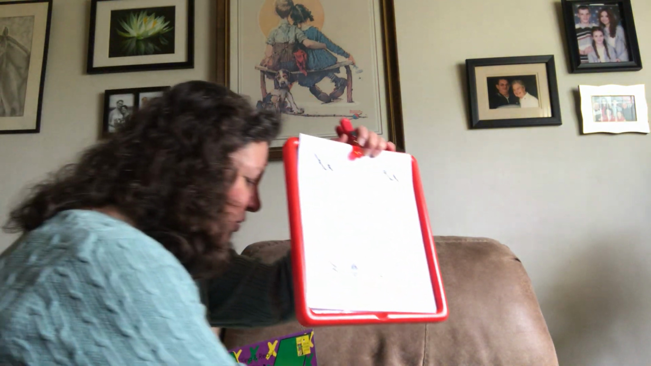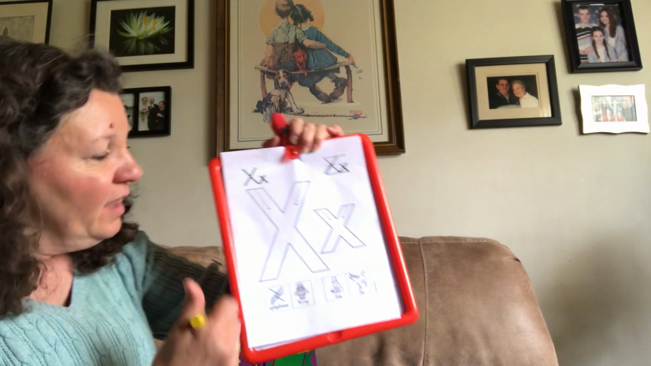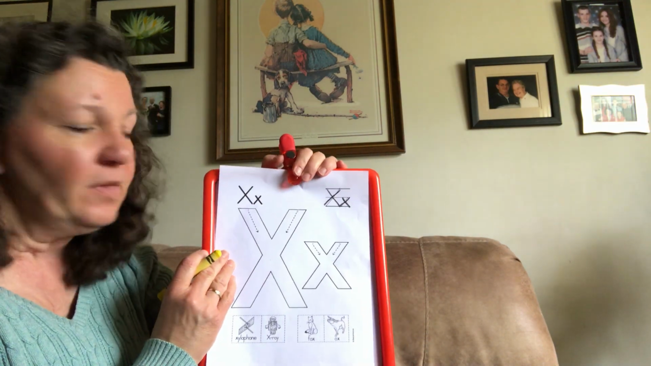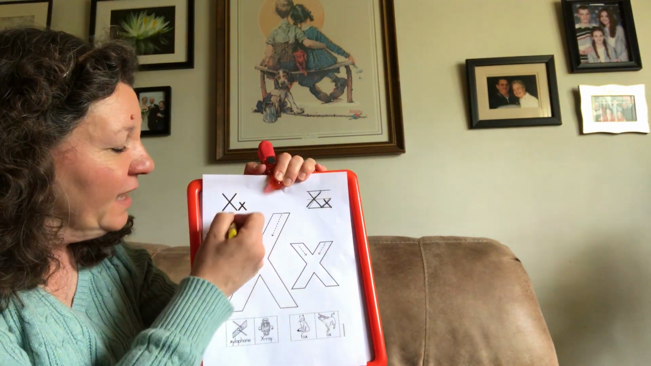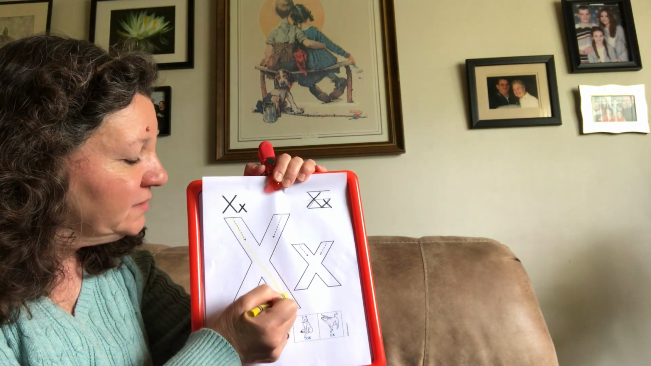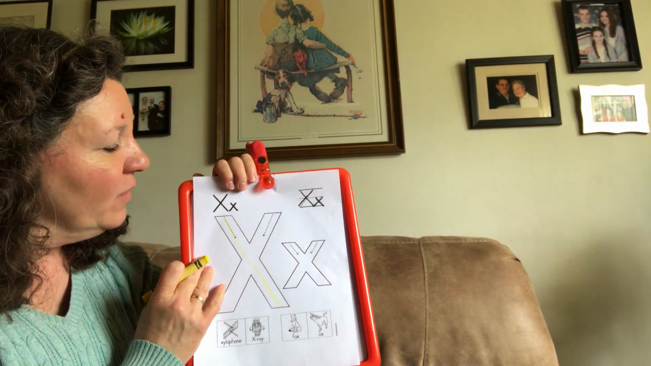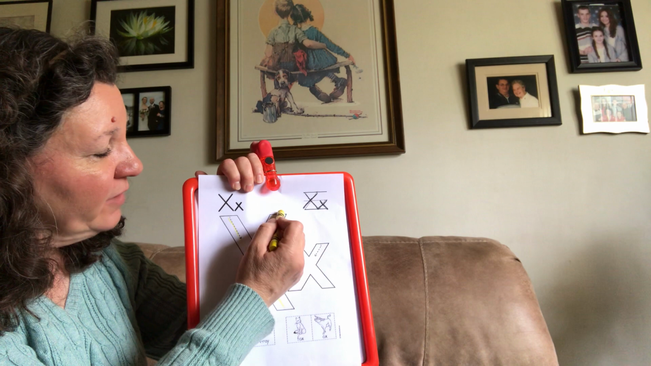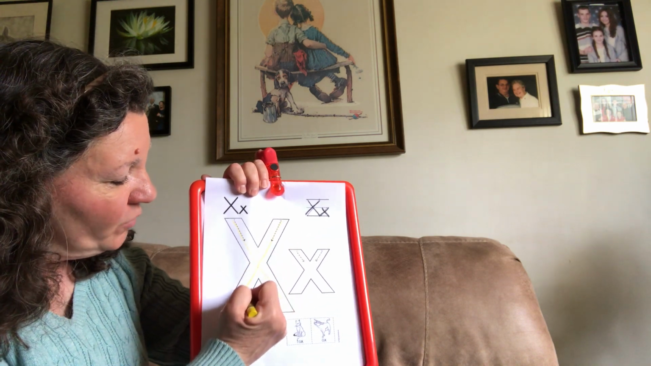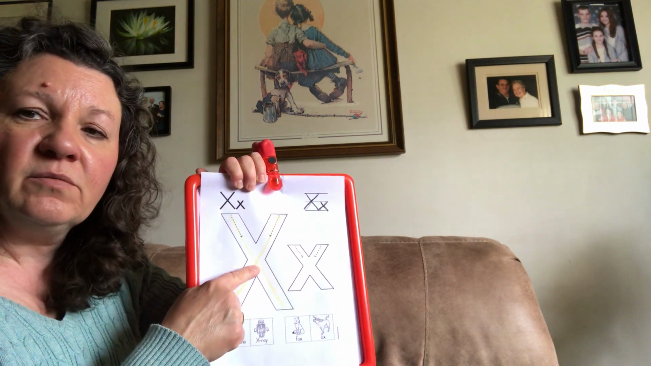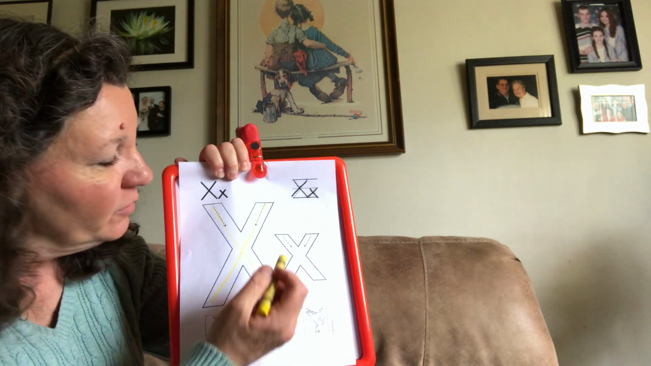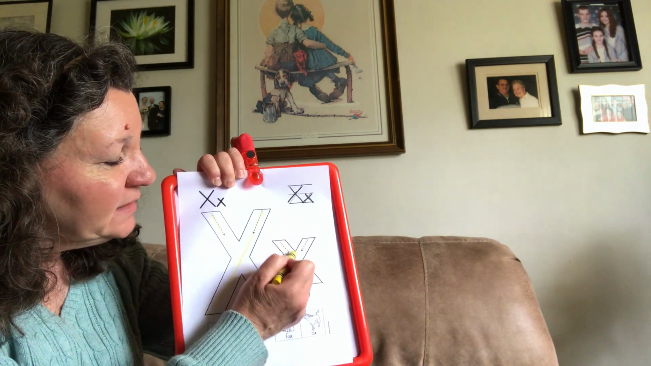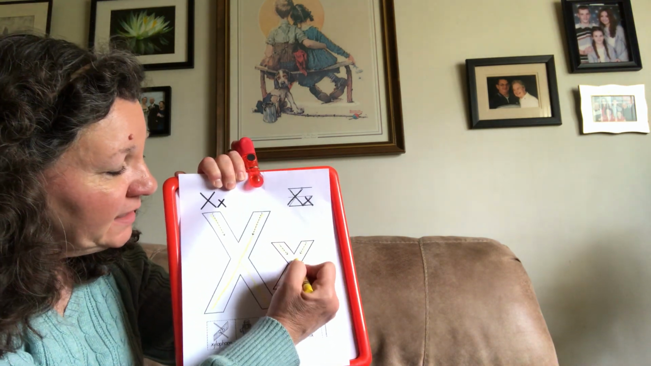Okay, so let's start with your yellow crayon. You ready? Okay, start at the top and slant all the way to the bottom, and then we'll do the other side. Start on the right and slant all the way to the bottom, so you're crossing in the middle. Okay, and let's do our lowercase one the same way. Ready? Slant down, slant down.